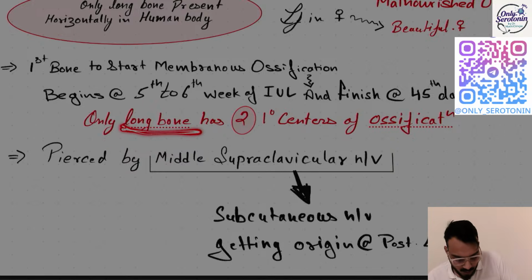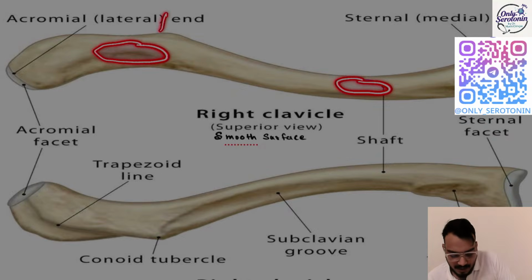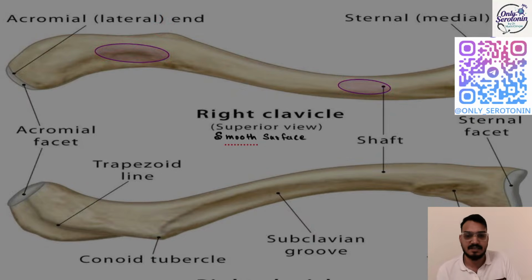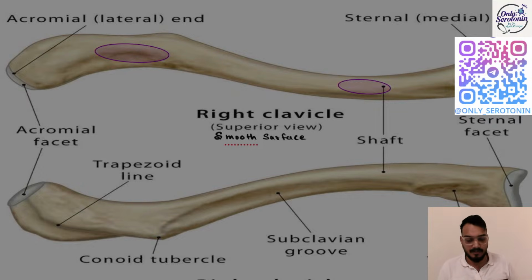It is the only long bone which is having two primary ossification centers. Can you see these two purple dots here, guys? These two purple dots are what, guys? These are the primary ossification centers. From these centers only your bone will start getting developed.